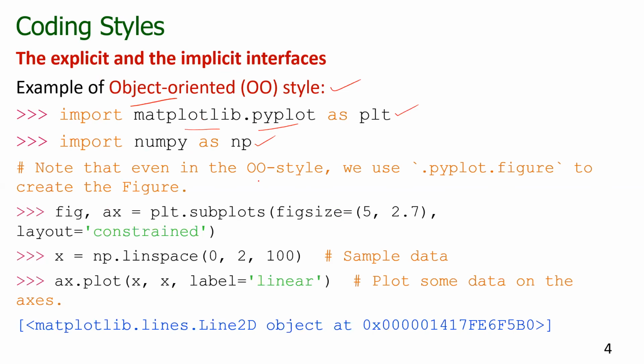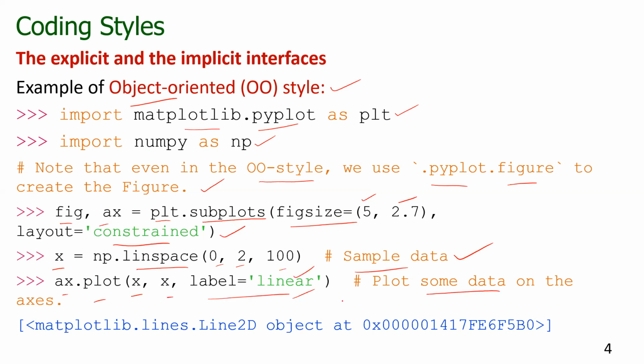Here, even in the case of object-oriented style, we use pyplot to create the figure. So first we define fig, ax equal to plt.subplots. We make the figure size with a specific layout, height and width. Layout is constrained. Then we take x value with linspace 0 to 100. This is the sample data. Then we plot ax.plot of x comma x, with label equal to linear.